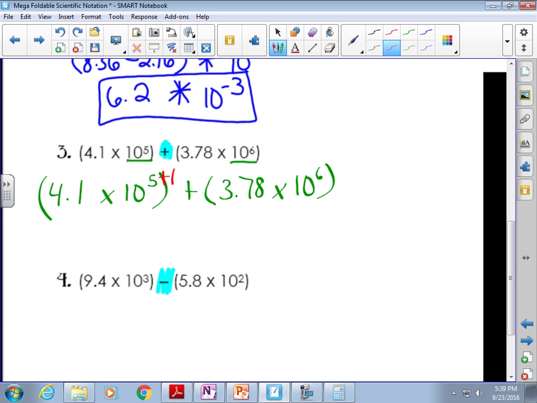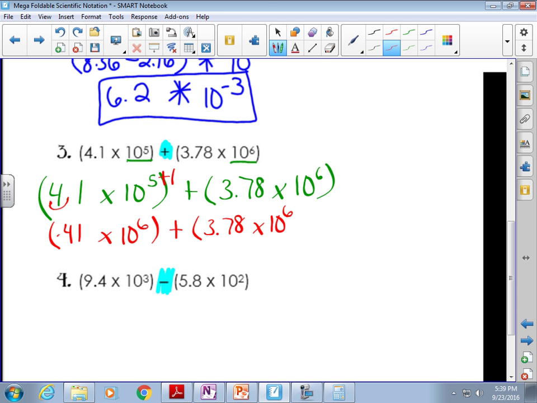And so we know if I add 1 here, I got to make this a little smaller. Okay? Because numbers greater than 1 are what get positive exponents. All right, so whichever one we're adding to, we're always going to make the other smaller. So my new number is 0.41 times 10 to the 6 plus 3.78 times 10 to the 6.